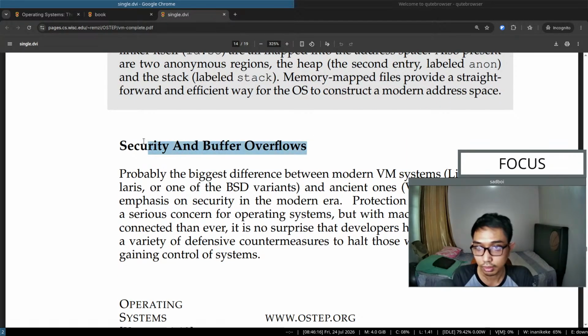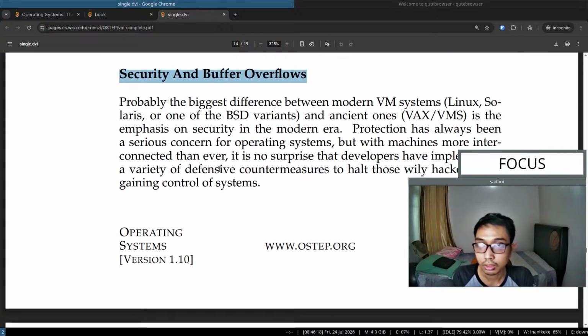Alright, I think let's continue with security and buffer overflow in the next session. So that's it for now.